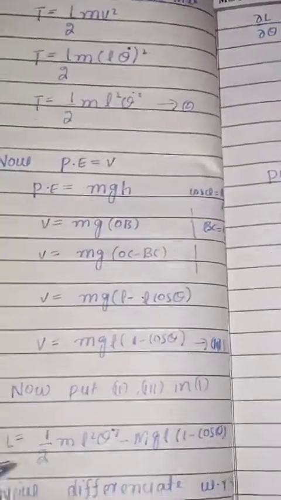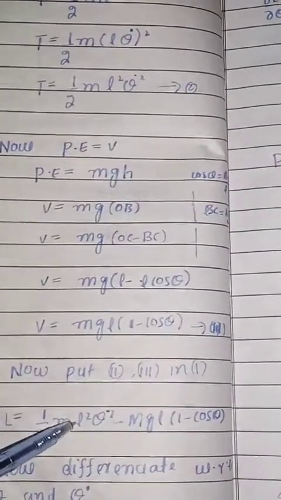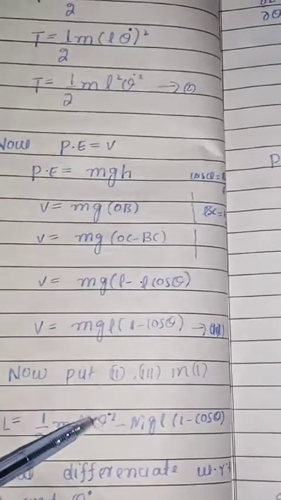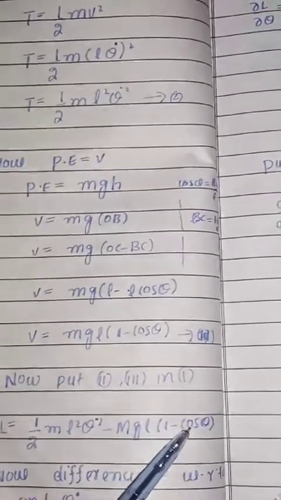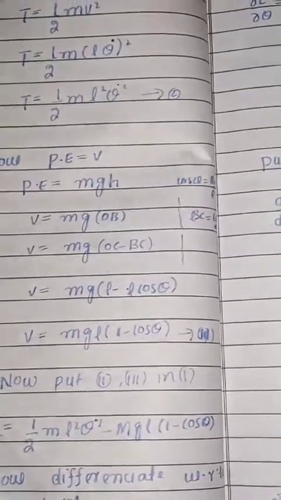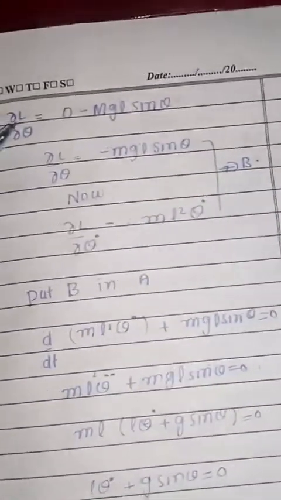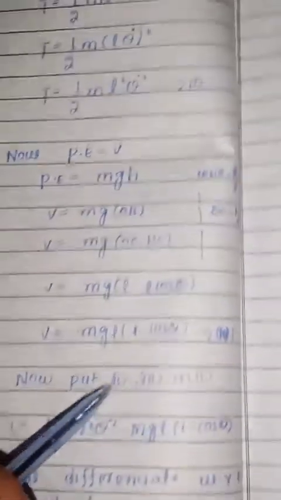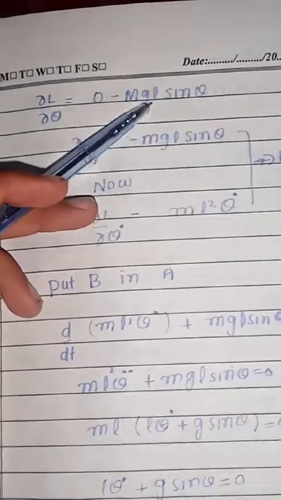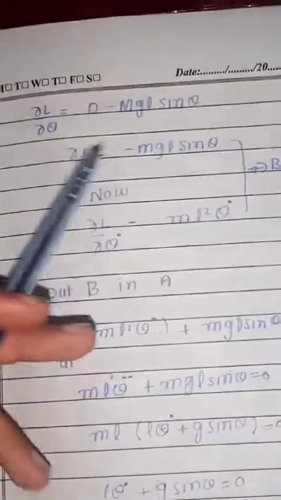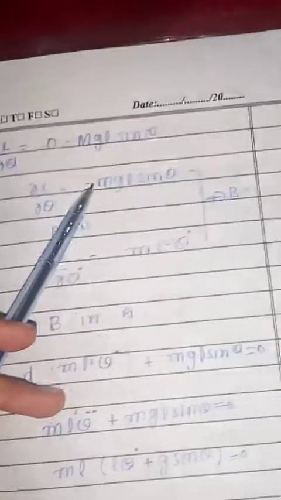If we put that, L is equal to 1/2 m L square theta dot square minus mgL into (1 minus cos theta). Now differentiate with respect to theta and theta dot. Differentiating with respect to theta, the first part becomes 0. Then minus mgL, and the derivative of cos theta is minus sin theta, so del L divided by del theta is equal to minus mgL sin theta.